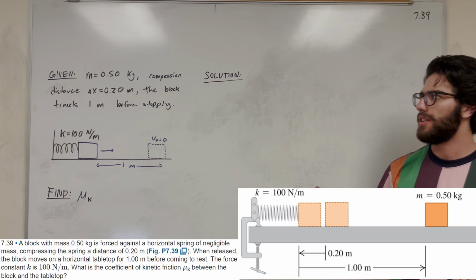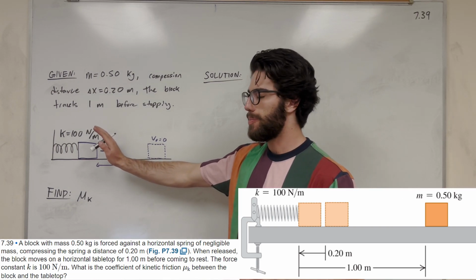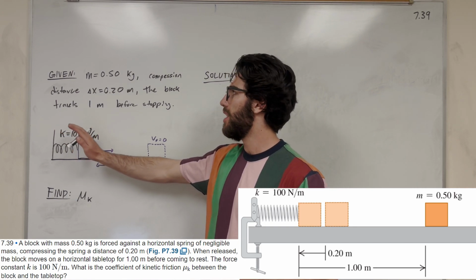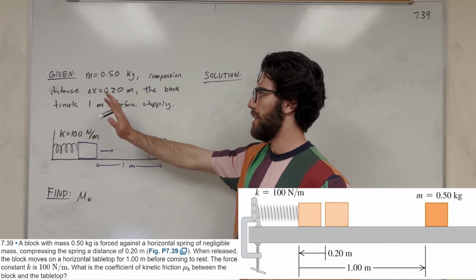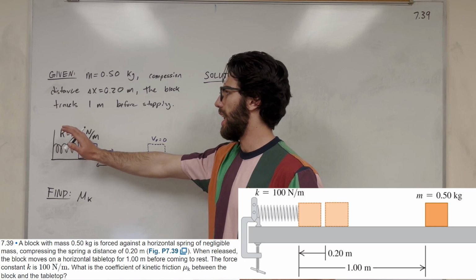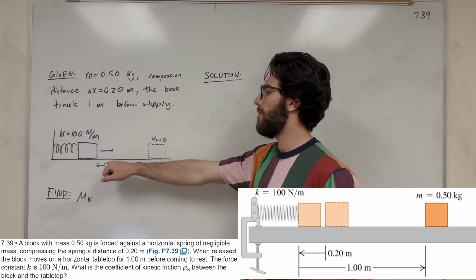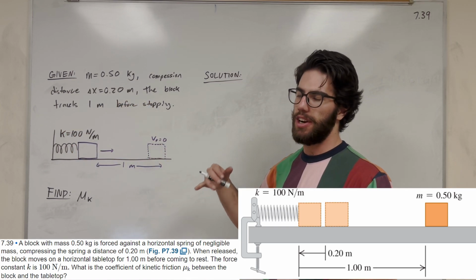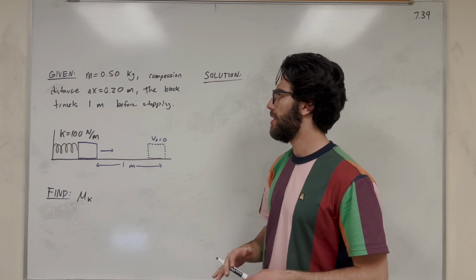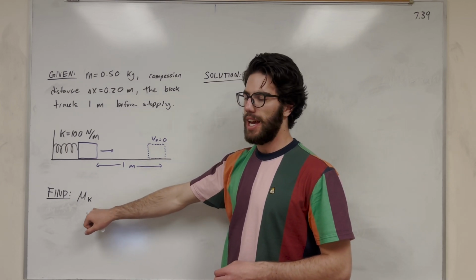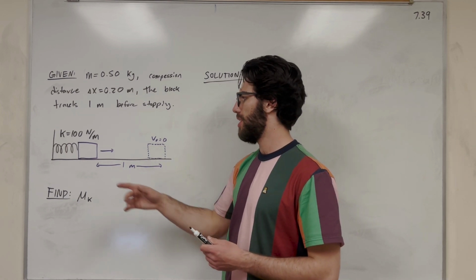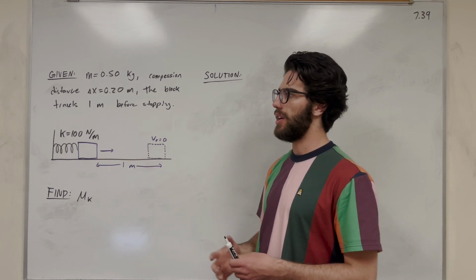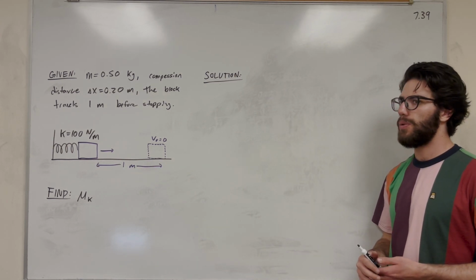So what do we have here? We're given a block that's being compressed against a spring, and it's getting compressed 0.2 meters. Then the block is going to get let go, and it's going to travel 1 meter before it comes to rest, and it's going to lose all that energy due to friction. Our goal is to find that mu sub k, the coefficient of kinetic friction that the block and the table experience. So kind of complicated, right?